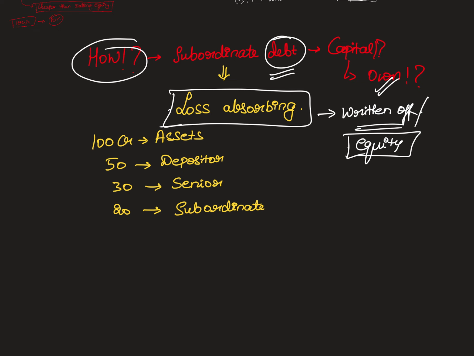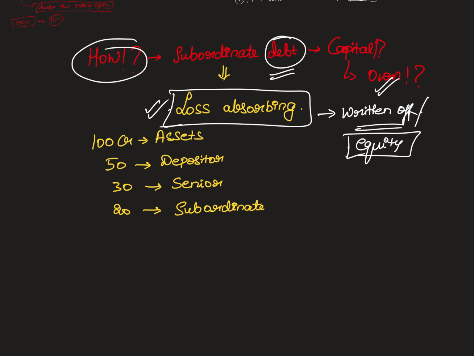So that means it acts like a cushion to protect depositors and reduce the need for taxpayers' money to save the banks. Let's say a very big bank like SBI goes for a toss. The government would have to come into the picture, otherwise the economy will collapse. To avoid that kind of scenario, you will have this loss-absorbing subordinated debt.